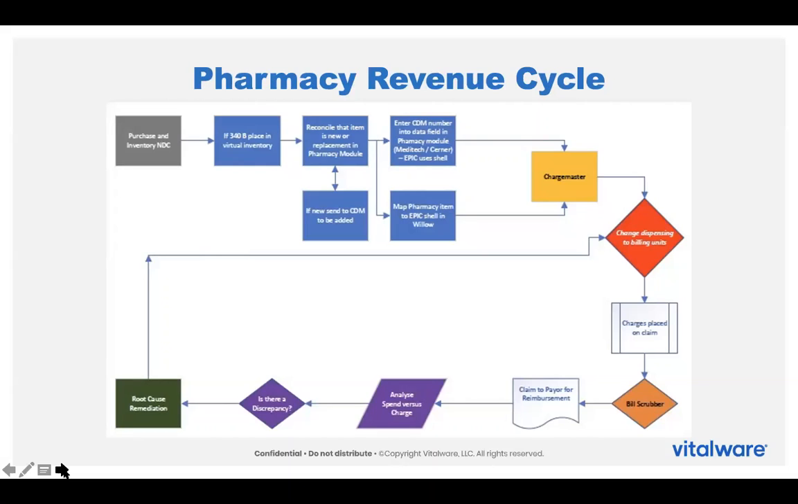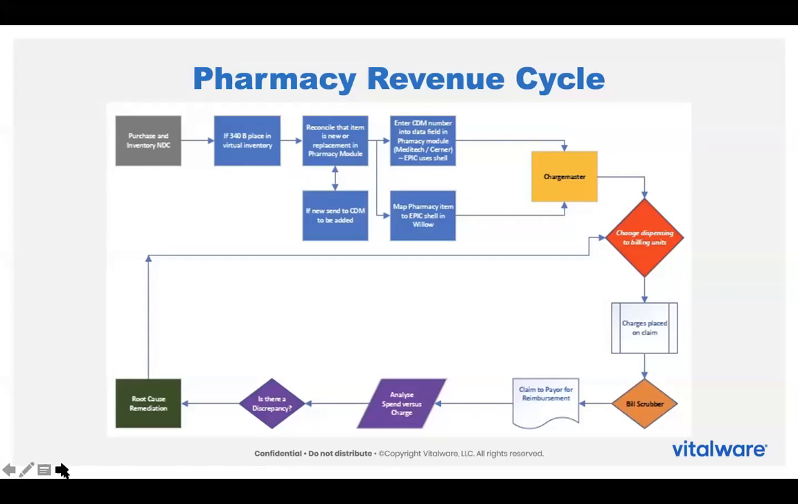It starts with the purchase and inventory, Cardinal or whatever wholesaler you have. And then if there's a 340B purchase, it's placed in a virtual inventory. And that's one of the 340B requirements, that you keep that inventory separate from the remainder of your dosage pharmacy. So it goes into a virtual inventory within their system.